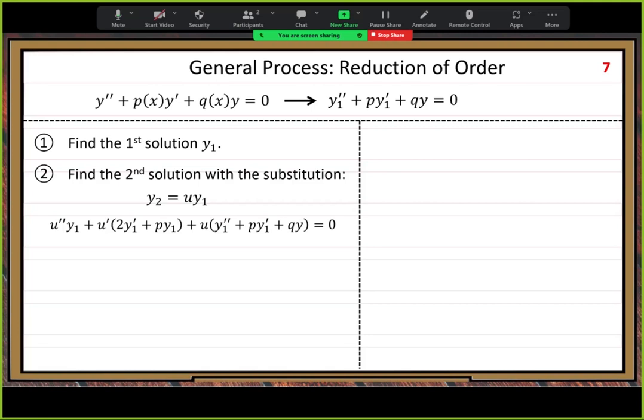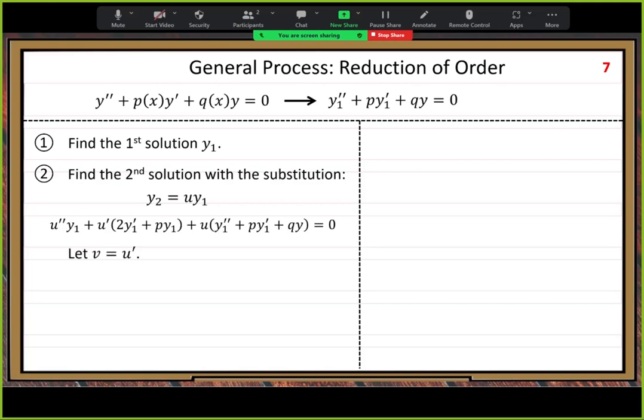But you can see the last parenthesis. Inside the parenthesis, that's just what you get when you plug y1 into the original equation, so that should be 0, because we assume y1 is the first solution. So if y1 is the first solution, then the last term is gone.